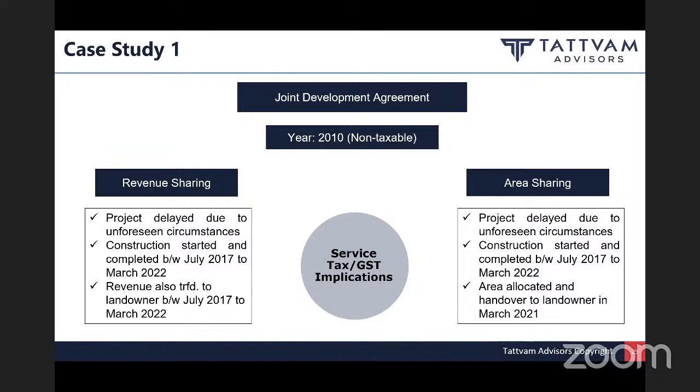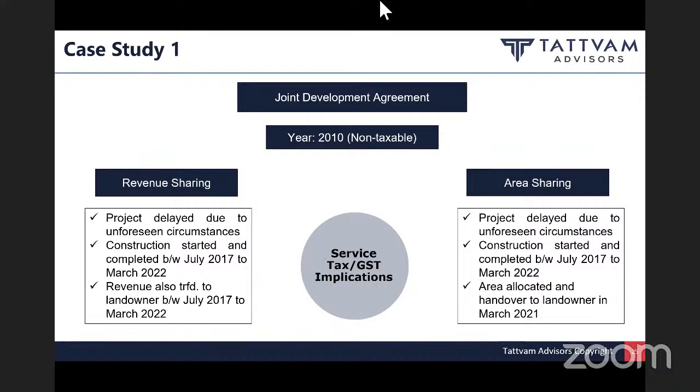So the first issue is, whatever revenue I'm getting as a landowner in GST regime for a JDA, which I have entered in 2010, I have transferred the development right in 2010, but I'm receiving the revenue from the developer in 2018, 2019, 2020, because he is doing construction in 2019-20 and selling the units in 2018-19. Whether there is any tax implication on the revenue received by the landowner, the answer is no. Since my underlying supply has taken place in 2010, at that time it was nothing but a transfer of immovable property. Therefore, there was no tax liability on transfer of development rights. Accordingly, whatever revenue I'm getting now, there will be no tax liability in the hands of landowner.